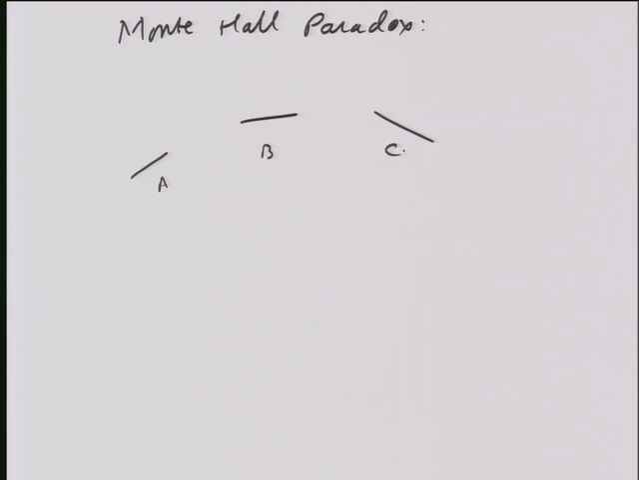Let's do our second example. This is called the Monty Hall paradox. Okay, so remember what the paradox was? There are three doors. Behind one of these doors, the game show host places a car. Behind the other two, he places your standard issue goat.